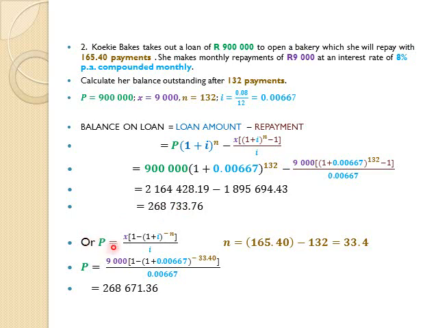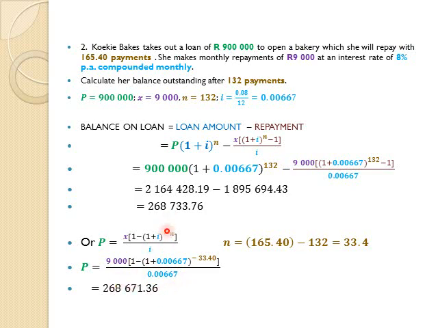Or P = x[1 - (1+i)^-n]/i. So n equals 165 payments minus the 132 payments that's made so far. So for present value, my n is 33. So x is 9,000, i is 0.00667, negative 33, over 0.00667.